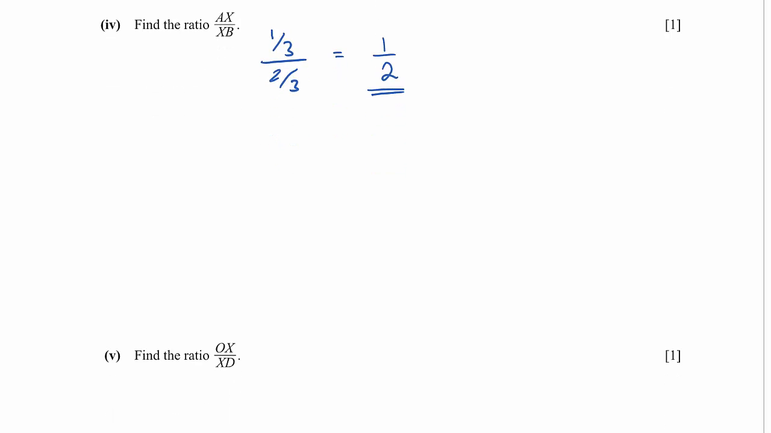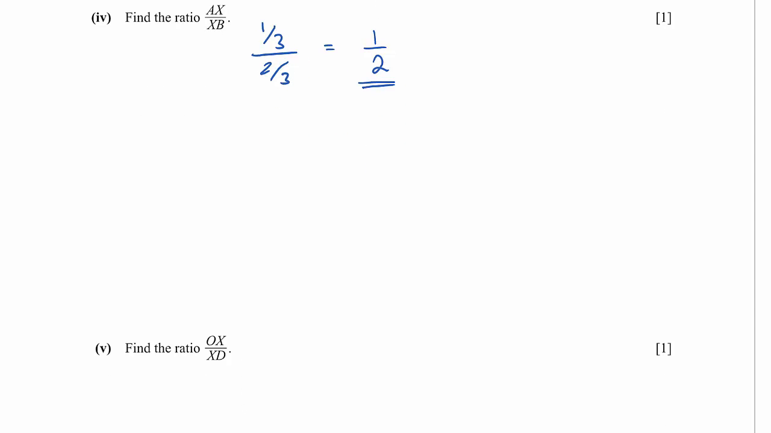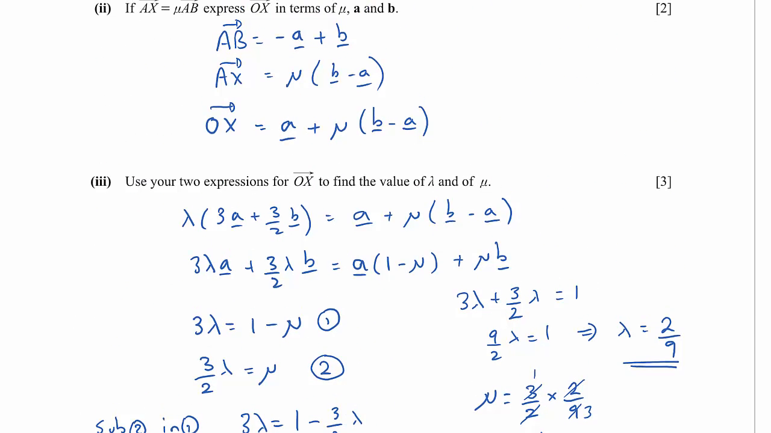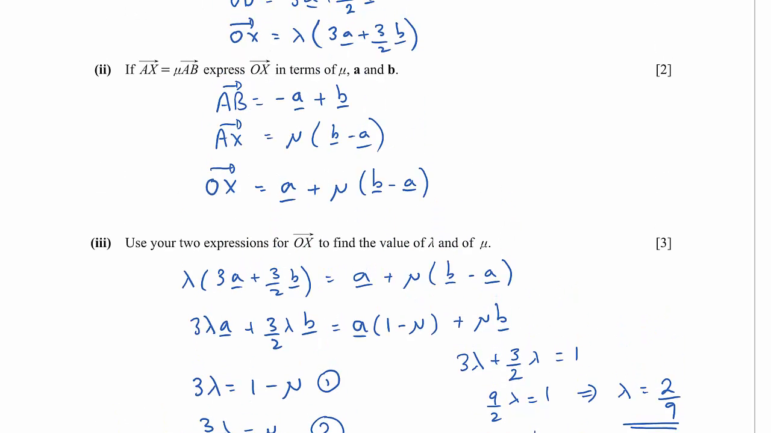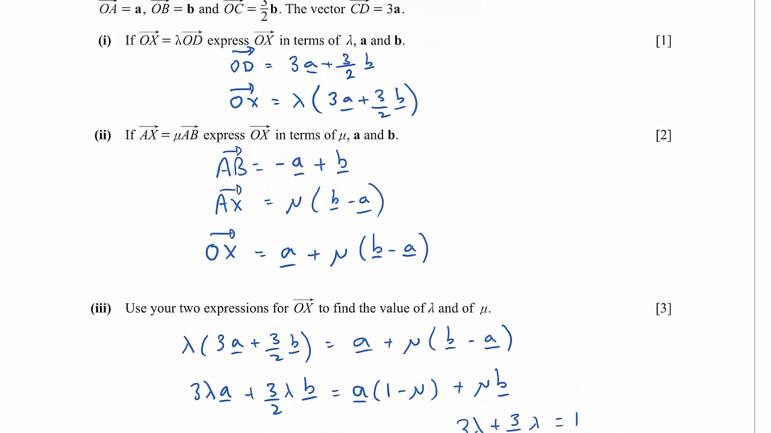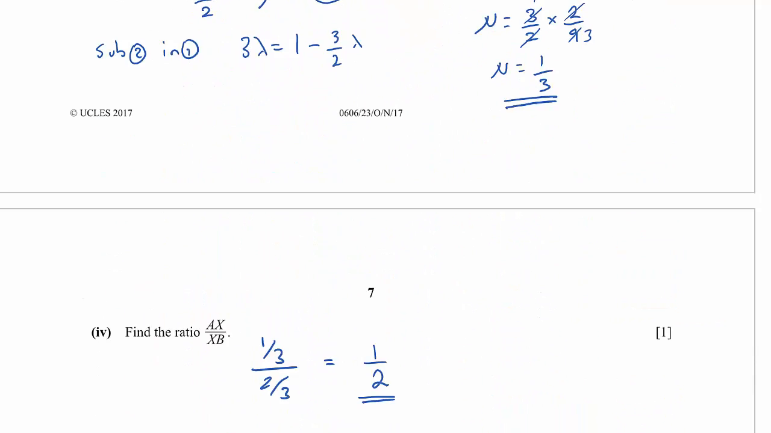And then we want the ratio OX to XD. And of course OX, right the way back here, OX is lambda of 3a plus 3 over 2b. So that looks like it's going to be 2/9 over 7/9, which would cancel down to 2/7.